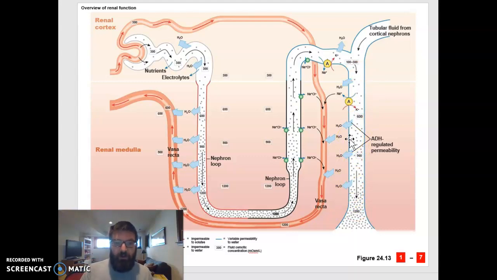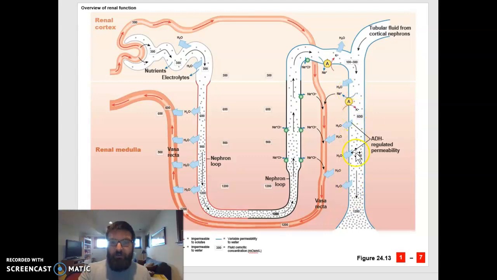Right? So if we are hydrated, we will not reabsorb water. Right? The water will continue on down here because these walls are relatively impermeable to water. But if we are dehydrated, we will produce antidiuretic hormone, which causes the cells that line this collecting duct to produce aquaporins, which are water channels, which make this wall now permeable to water.